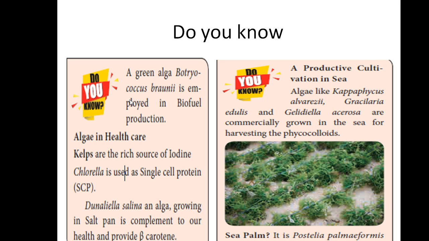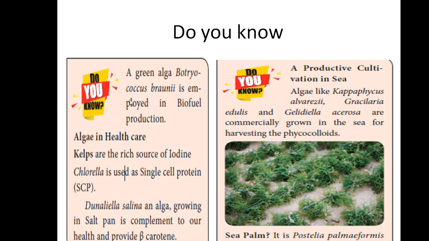And algae in healthcare: kelps are a rich source of iodine. Chlorella is used as single cell protein for astronauts going to space. And Dunaliella salina can thrive in harsh environments, and it is rich in beta carotene and healthy also. Next, productive cultivation in the sea: algae like Kappaphycus alvarezii, Gracilaria edulis and Gelidiella acerosa are commercially grown in the sea for harvesting phycocolloids.